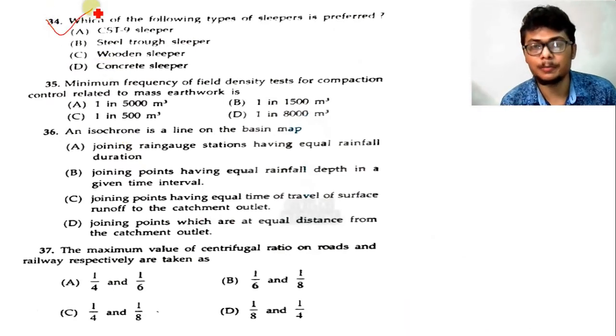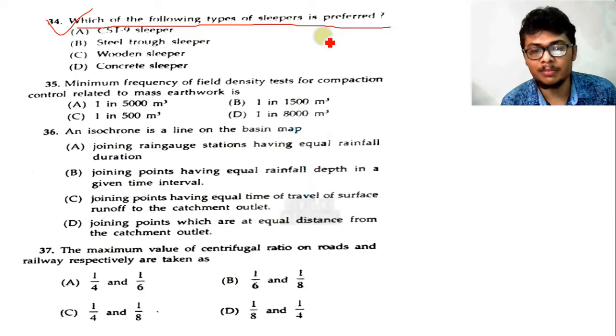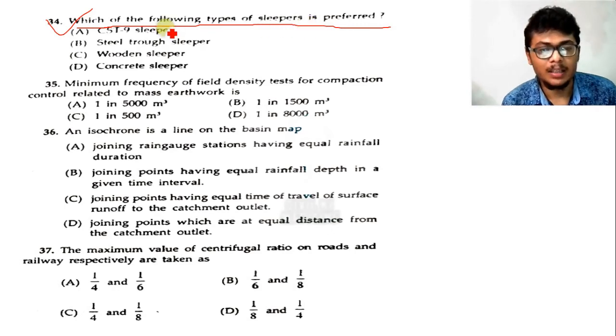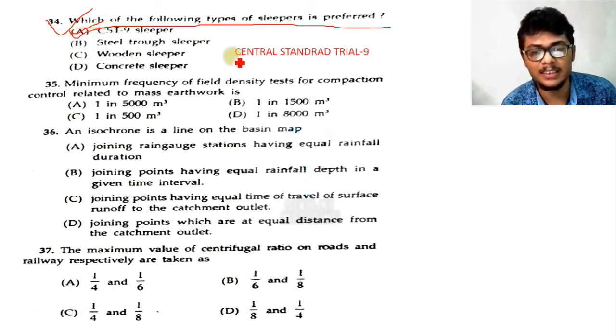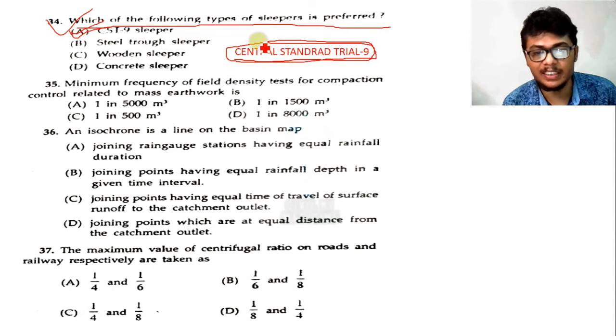Next, question number 34. Which of the following types of sleeper is preferred? This is a question from railway engineering, which is out of syllabus this year. Okay, 2020, this is out of syllabus. But the preferable sleeper is the CST 9 sleeper. The full form of CST is Central Standard Trial 9. This is one type of cast iron sleeper which is best for the Indian Railway.